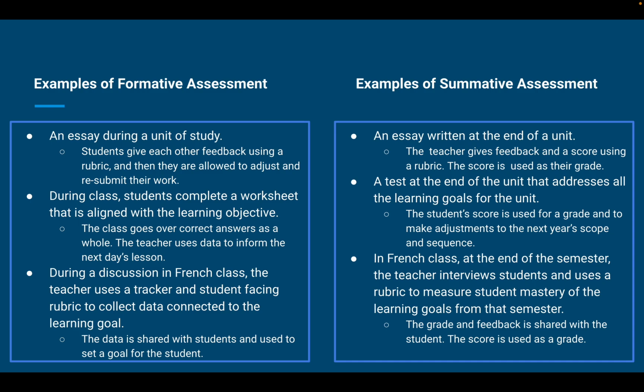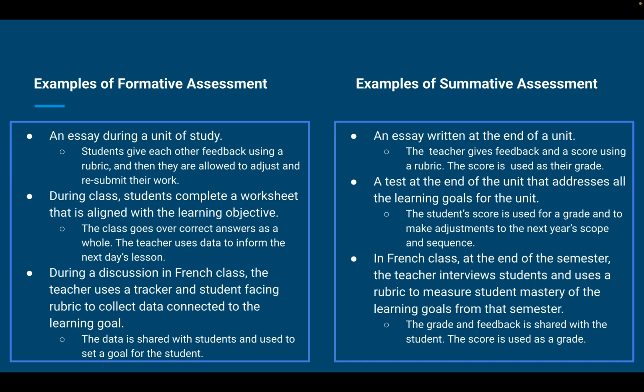A selected response, a test, could be given at the end of a unit that addresses all the learning goals for the unit. The student's score is used for a grade and to make adjustments to the next year's scope and sequence. This becomes a summative assessment because, again, it's at the end of the unit of learning, and it talks about all of the learning goals, not just the learning goals from one lesson. And then the student's score isn't to help the student make adjustments, but it's instead used to rank the student, give them a grade, but also to make adjustments to the next year, not to the upcoming lesson. This is all making it summative.